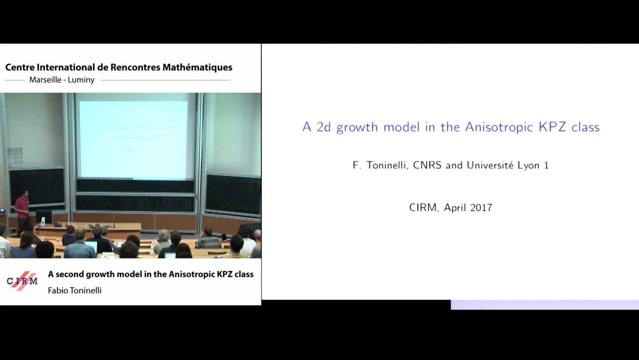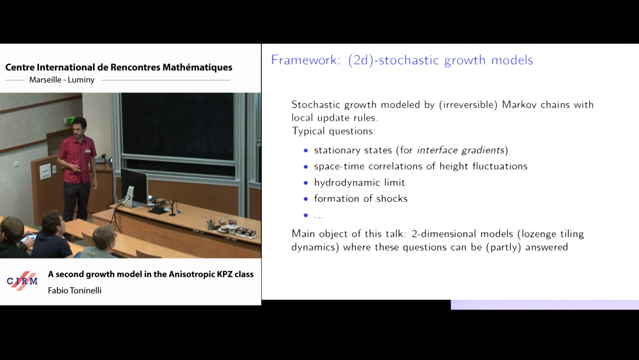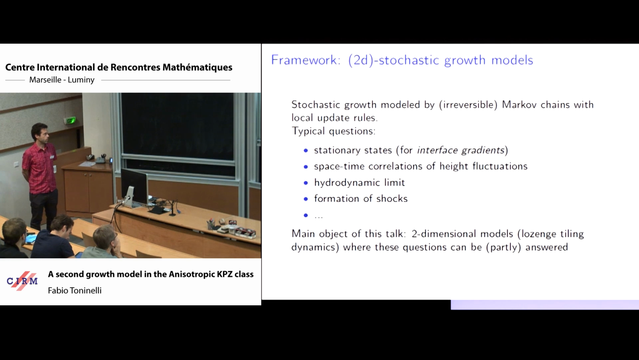So I will be talking about a two-dimensional interface growth model. You have already seen very briefly the simulation of the model in one of Vadim's slides at the end, I think. So you have an interface, a 2D interface. It will grow with time according to some stochastic rules. Of course, it will be an irreversible process because we have a drift.